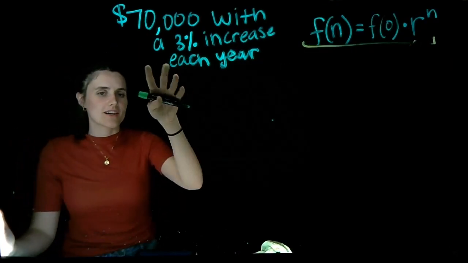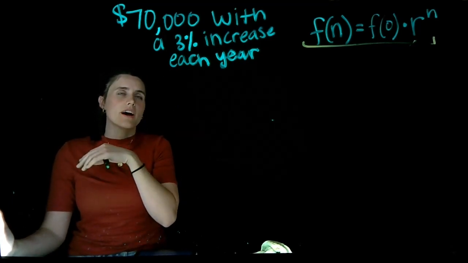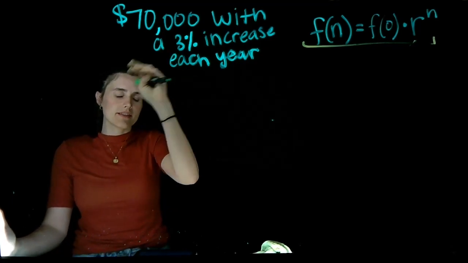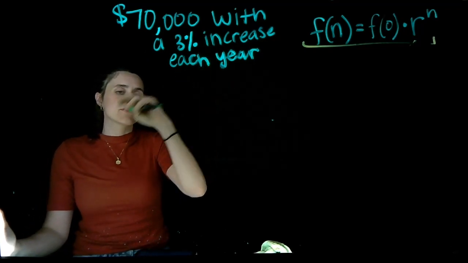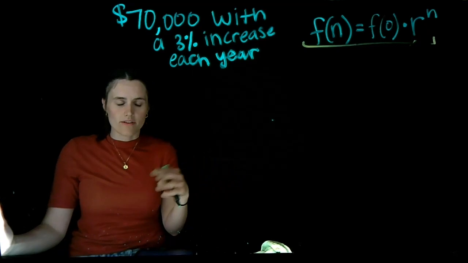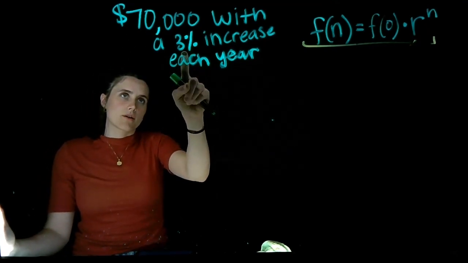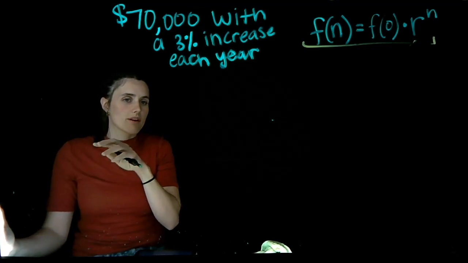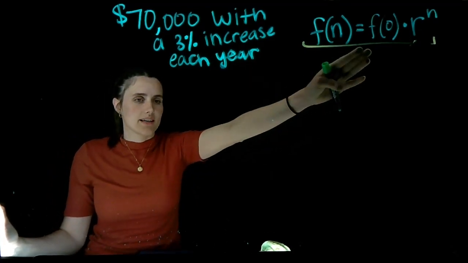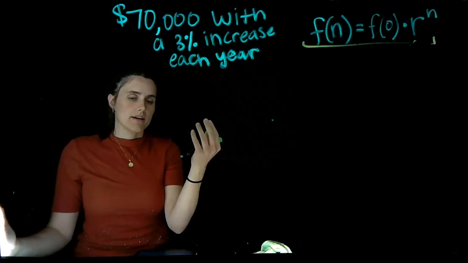Let's look at this scenario we got going on right here. So let's say that you start a new job and they tell you that you're going to start out making $70,000 a year, and every year you will get a 3% increase. Let's just say for cost of living or whatever it is. So you start at $70,000 and then each year your salary will increase by 3%. And we want to figure out how can we represent this in an explicit equation. So let's first think about what is actually happening.